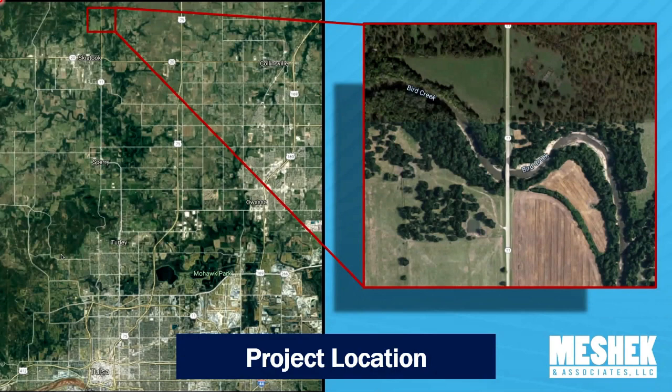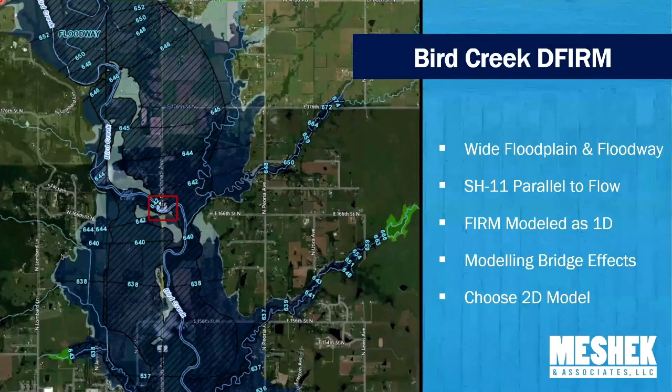The project site is due north of Tulsa, and the drive from Tulsa to the project site is roughly 40 minutes. Let's start to take a look at some of the project details. This is a slide of the Bird Creek BFE floodplains. We can see the project site circled here in the center. One thing we can note straight off the bat is that Bird Creek has substantially wide floodplains and floodways.